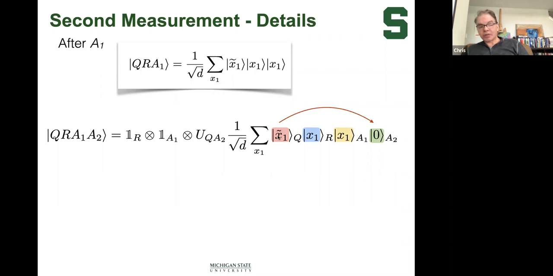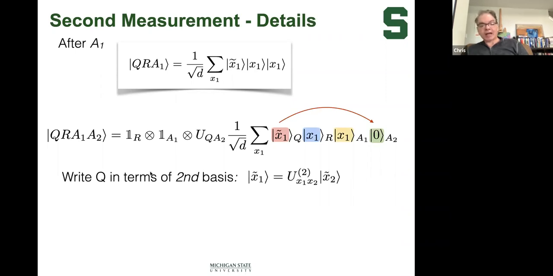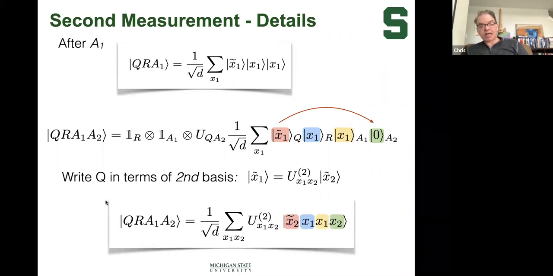The way this is going to be done is that this operator is going to be copying this state into there. To do that, I have to write Q in terms of the second measurement basis, which is done by that matrix that you've seen before. And there it is. That's the result. You have a wave function now consisting of the quantum state, the reference, the first measurement and the second measurement, and a rotation matrix between the first and second measurement basis. Great. Now what? Well, let's first check that everything is still exactly the way it should be.